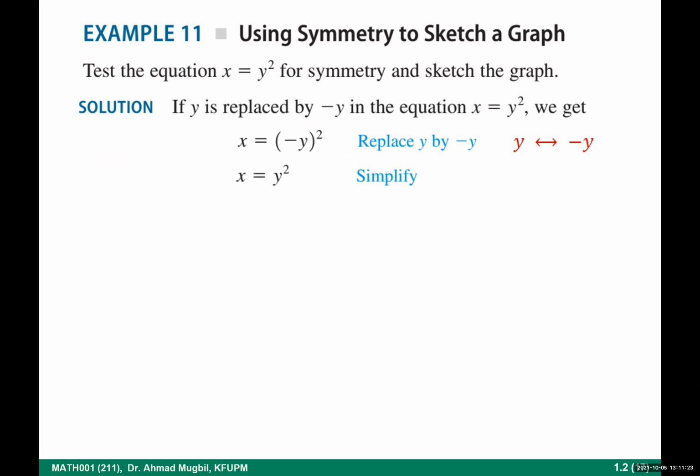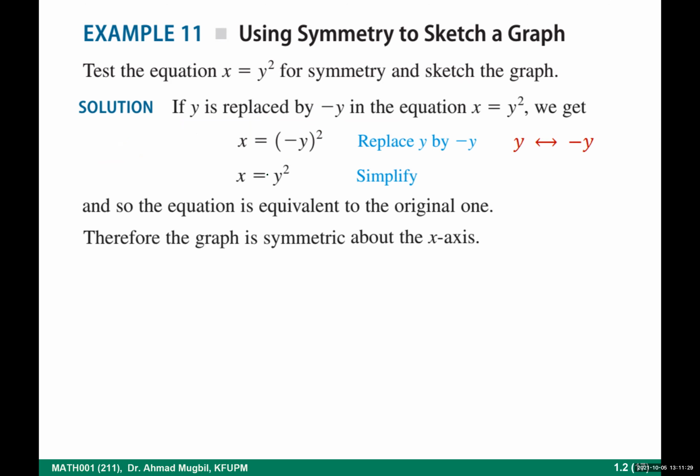What do we conclude from this? The same equation, not only equivalent, it is exactly the same. It is equivalent to the original one. So the graph is symmetric about the x-axis.